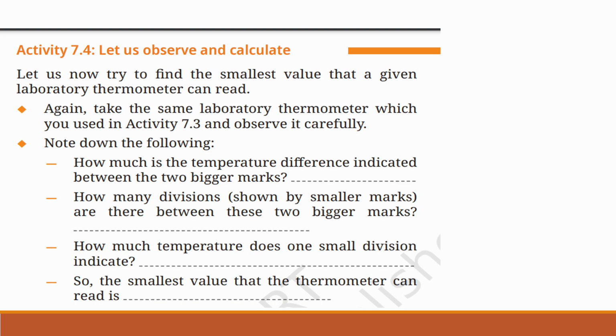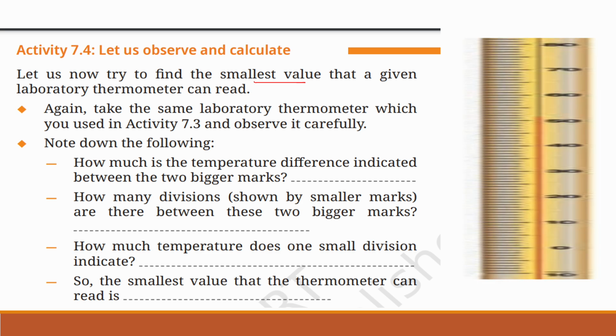Let us observe and calculate. Let us now try to find the smallest value that a given laboratory thermometer can read. Again, take the same laboratory thermometer which you used in activity 7.3 and observe it carefully. We have to take the same laboratory thermometer. See this. Note down the following.